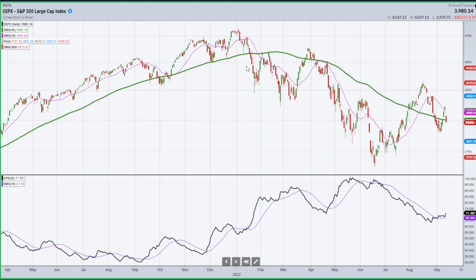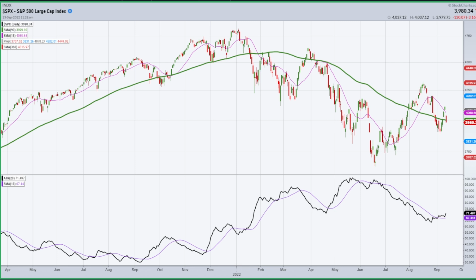I have a daily S&P chart up. I've overlaid an 18 MA and a 90, which represents the 18 week, just to get an idea of the trend on both the daily and the weekly. But at the bottom, this is what we want to center our attention on, the average true range. And I've got a 20 period of the average true range.